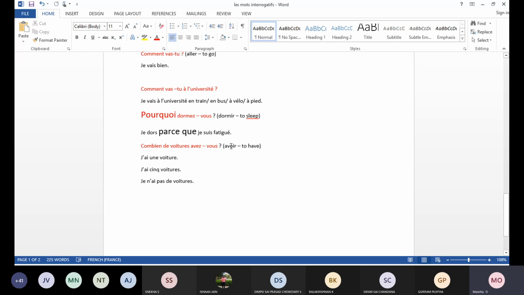So you can answer. I've used avoir in this particular question. So I'm just trying to answer. J'ai une voiture. Since you have learned numbers, you can apply the numbers for such a question of how many or how much. And then you can also simply answer Je n'ai pas de voiture. I don't have any car.